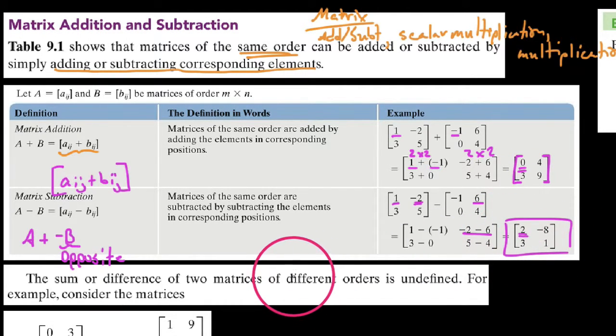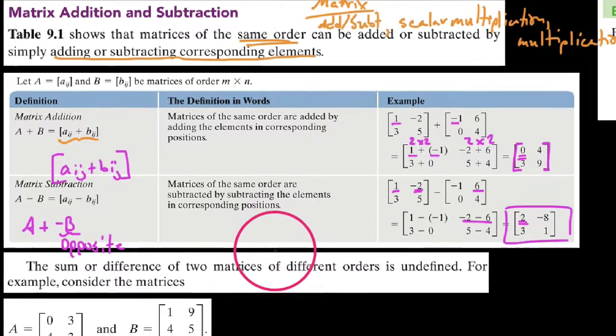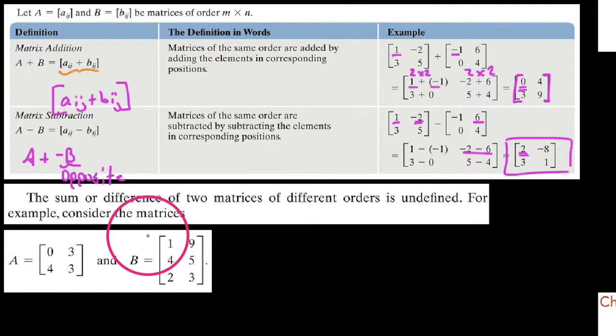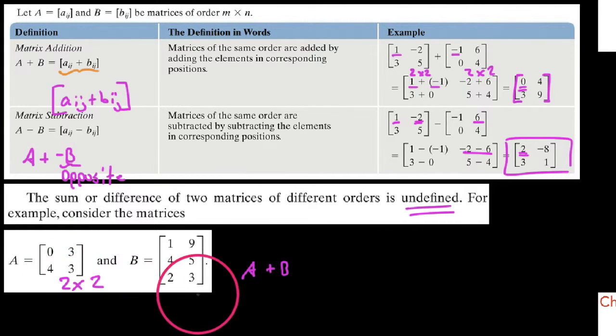And so what I would like to do is look at what would happen if we tried to do this with matrices that don't have the same order. And I could put it to you really simply. We would just say that the sum or difference of two matrices of different orders is undefined. So for example, if we're talking about A and B here, what would A plus B be? Because they don't have the same order, we can't say that there's truly corresponding entries in a one-to-one fashion. And so we cannot add these, and we would just say A plus B is undefined. And we could just leave it at that.